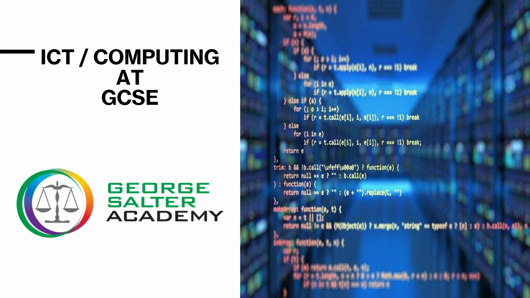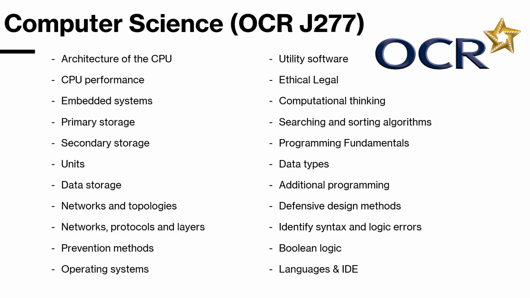So, firstly, we're going to take a look at the different specifications we offer and how they tie in for your career prospects or your progress after George Salter Academy. So, currently in computer science, we do the OCR J277 spec. This consists of two modules.